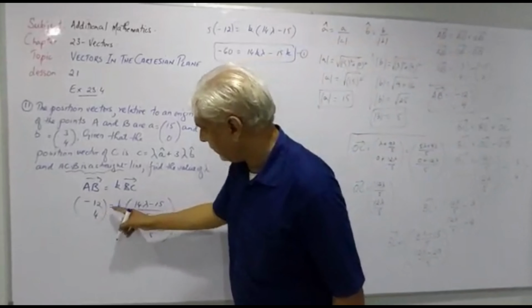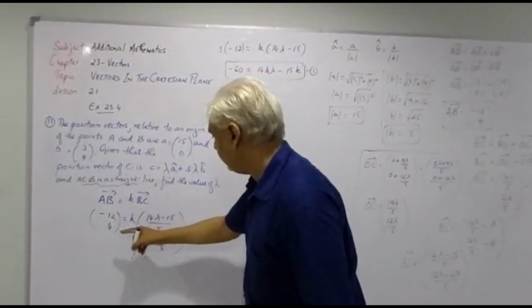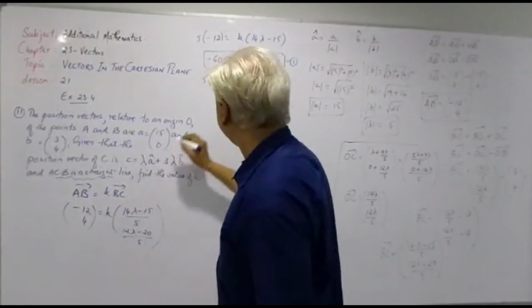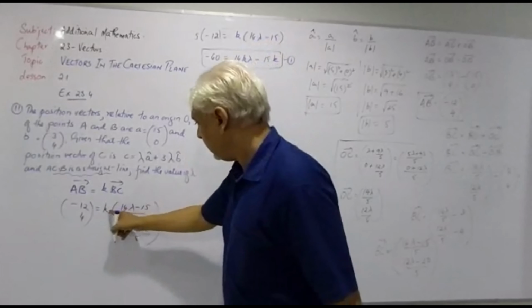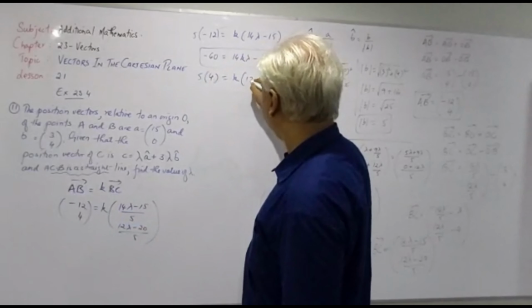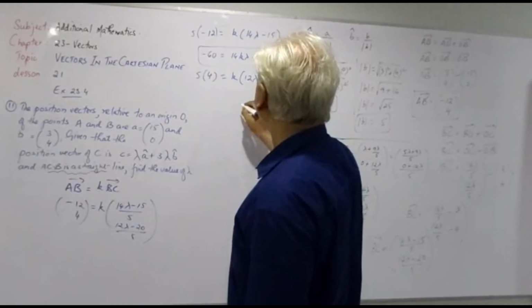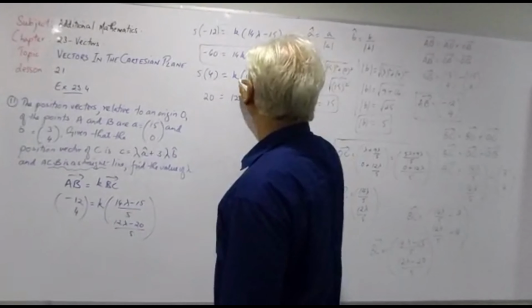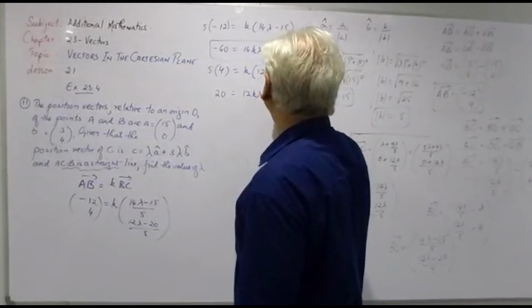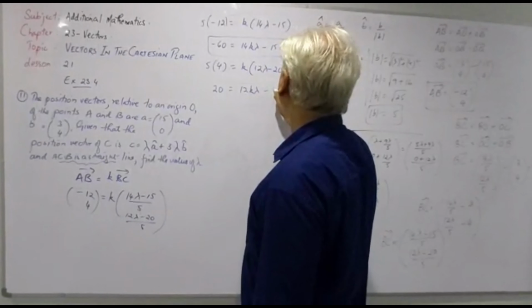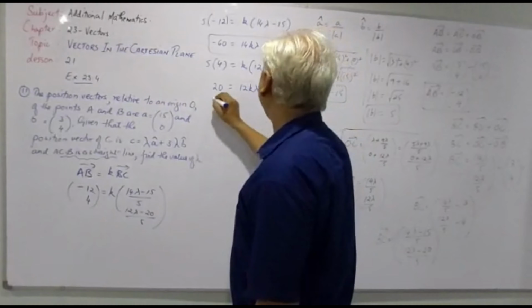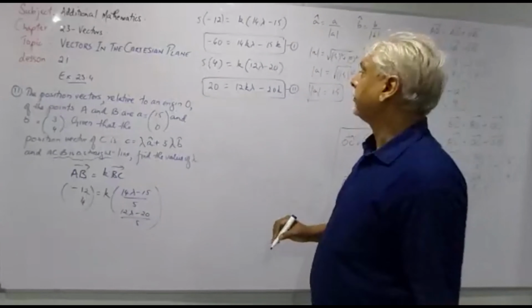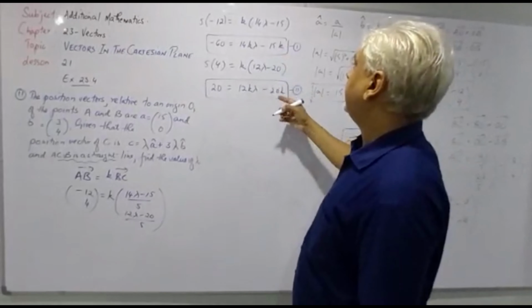And the same way, I'll form the second equation. 4 multiplied by 5 equals K multiplied with 12 lambda minus 20. So this will give me 20 equals 12 K lambda minus 20 K. This is my second equation. Remember, we are finding the value of lambda. So first let's find the value of K.